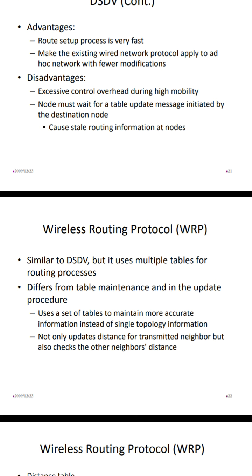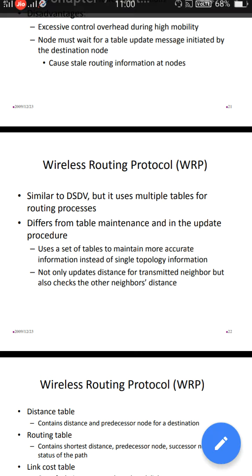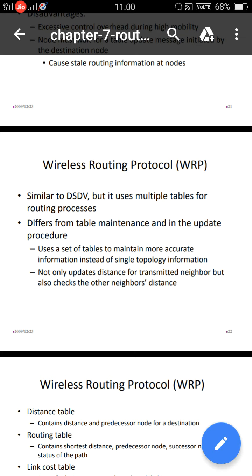This is the first routing protocol, and the second one is the wireless routing protocol. This is also similar to DSDV, but it uses multiple tables for routing. Previously we used only one routing table, maintained by each and every node. But in the case of the wireless routing protocol, we use multiple routing tables. Those routing tables are updated and maintained frequently.